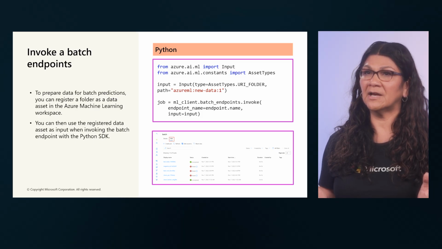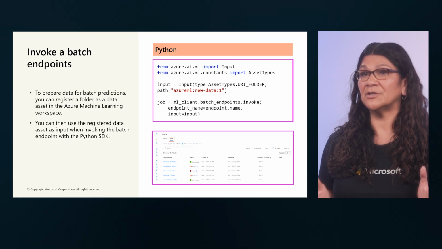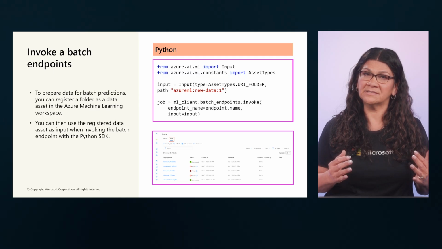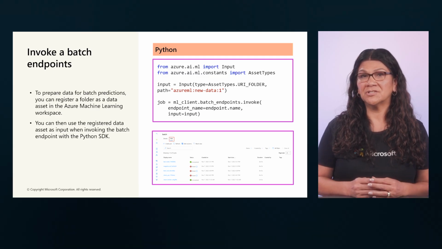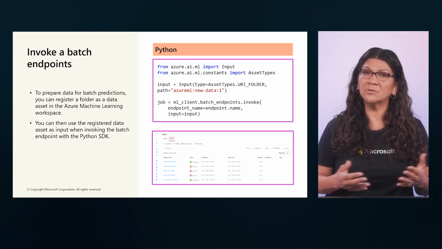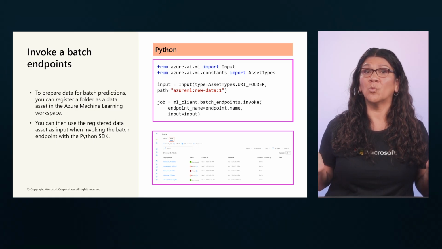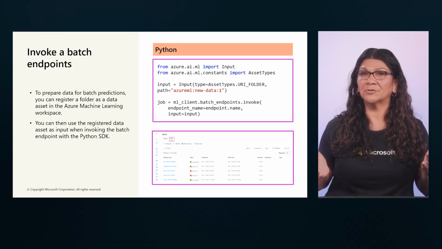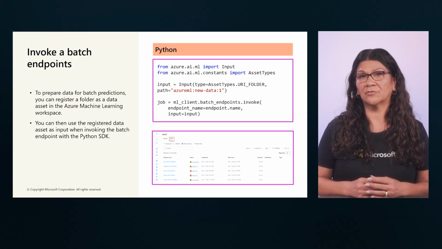Using a data pipeline, you can register a folder of new daily customer records, invoke the batch endpoint, and Azure ML launches a pipeline job that scores the entire data set in one run, delivering fresh predictions for analysts and downstream workflows.